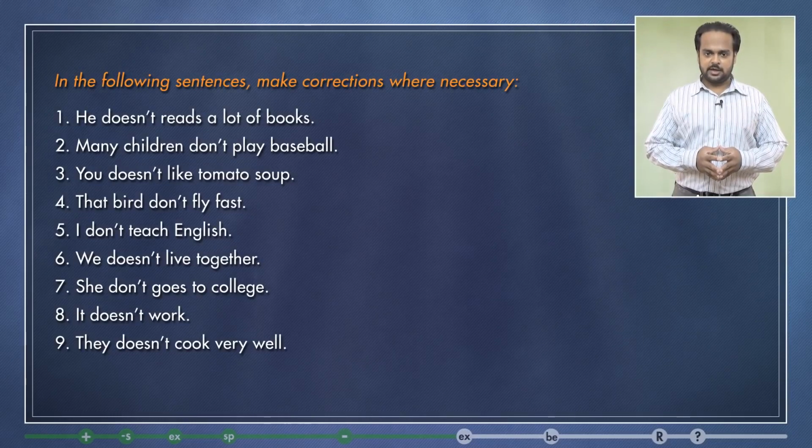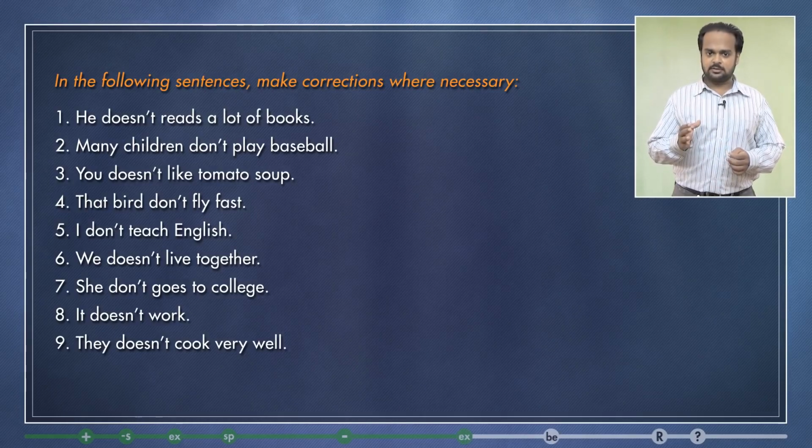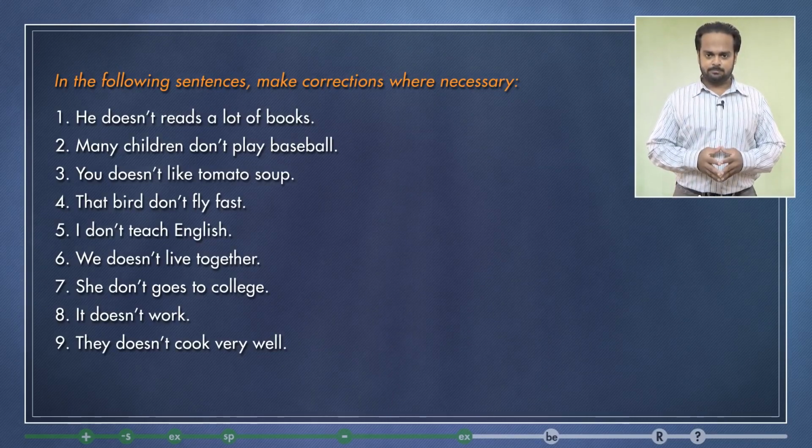Here's a quick exercise. You see 9 sentences on the screen. These are the same sentences from the first exercise, but here I've made them negative. Now, some of these sentences are correct and some are wrong. If a sentence is wrong, I want you to change it to the correct form. Stop the video now if you want. Think about your answers, then play the video again and check.